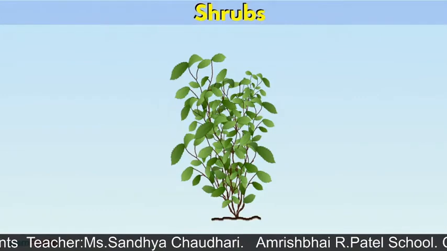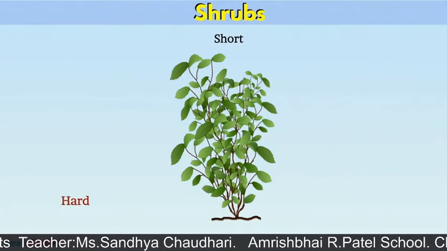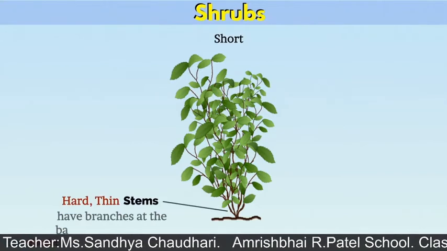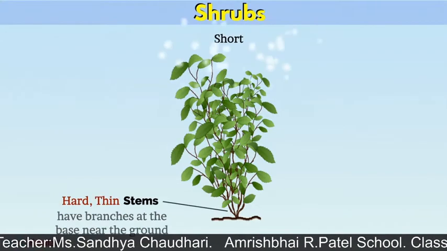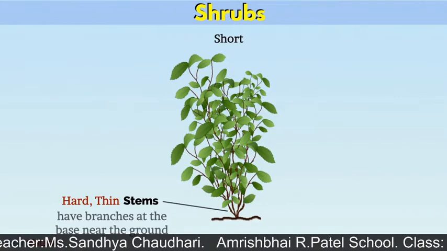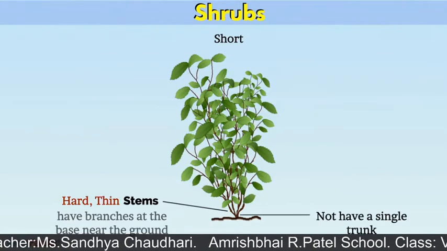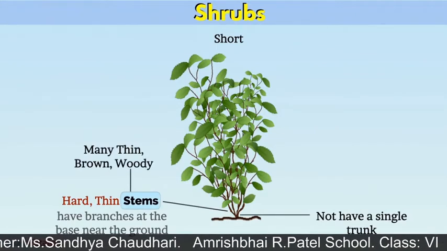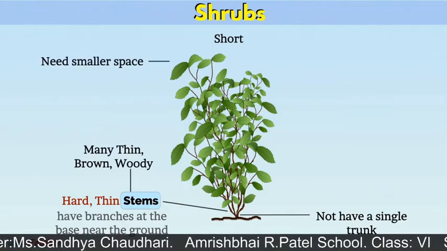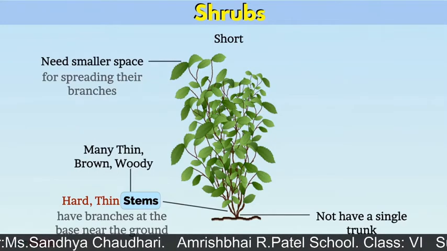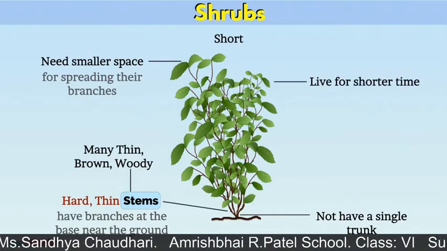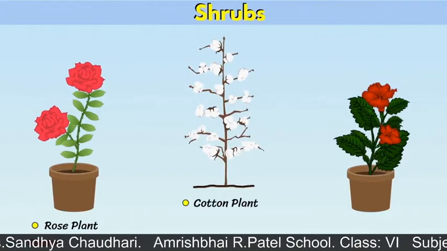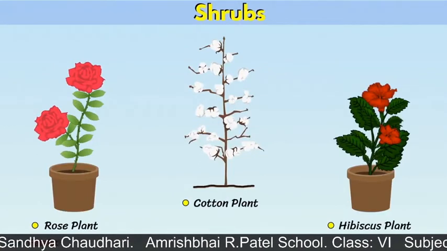Shrubs. Some plants are short. They have a hard but thin stem. Usually, the stem has branches at the base near the ground. Such plants are called shrubs. They do not have a single trunk. Instead, they have many thin, brown, woody stems. These plants need smaller space for spreading their branches. Usually, they live for a shorter time. Examples: rose plant, cotton plant, hibiscus plant, etc.